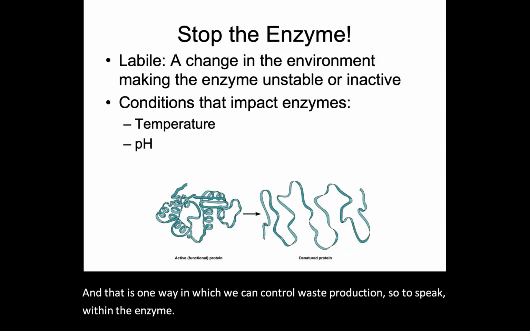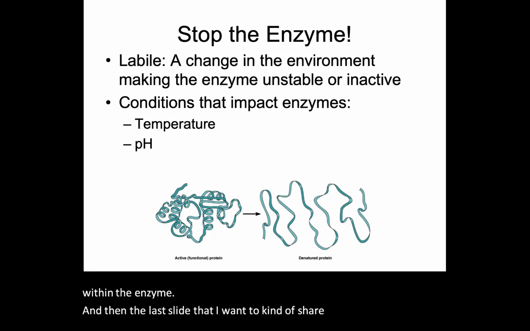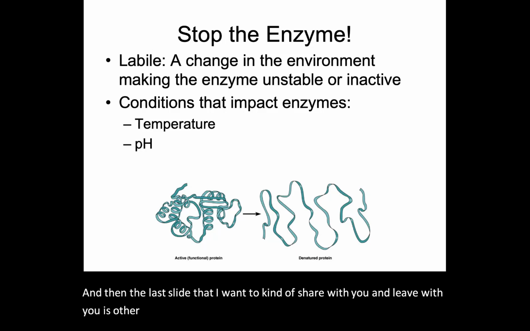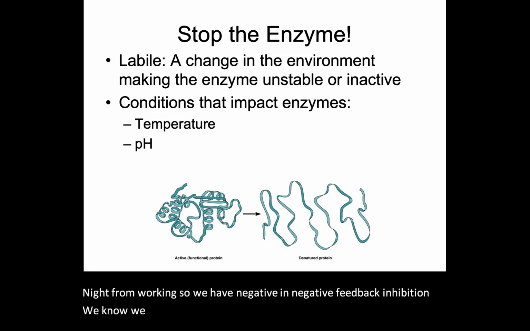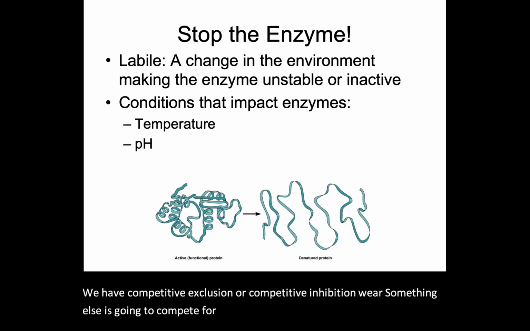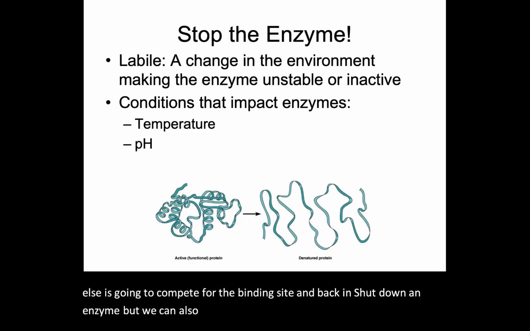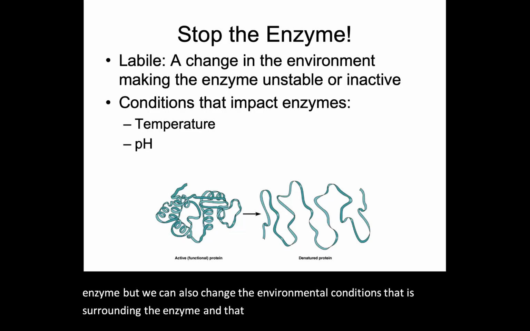And then the last slide that I want to share with you and leave with you is other ways in which we can stop an enzyme from working. So we know we have negative feedback inhibition. We know we have competitive inhibition, where something else is going to compete for the binding site, and that can shut down an enzyme. But we can also change the environmental conditions surrounding the enzyme, and that will shut an enzyme down as well. So as I mentioned earlier, you can increase the temperature.